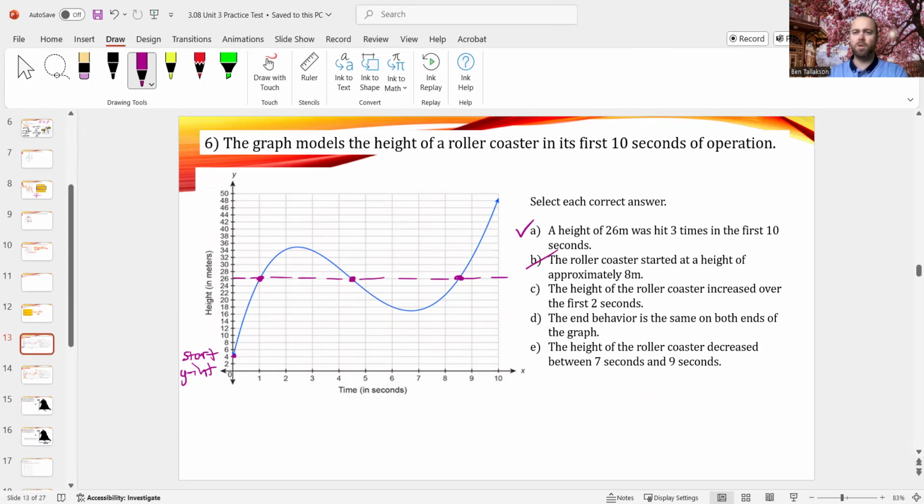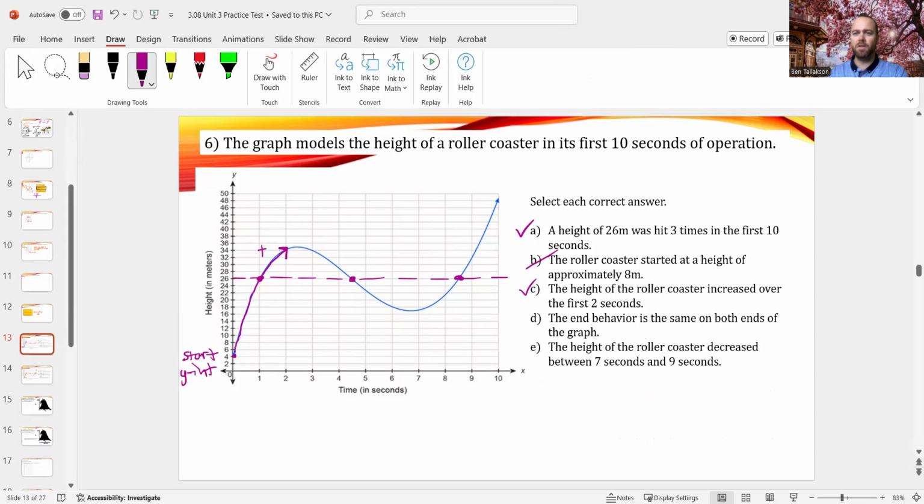C, the height of the roller coaster increased over the first 2 seconds. Okay, so what happened? We go up and up and up and up. 2 seconds stops there. Yeah, we only traveled in a positive direction. True.